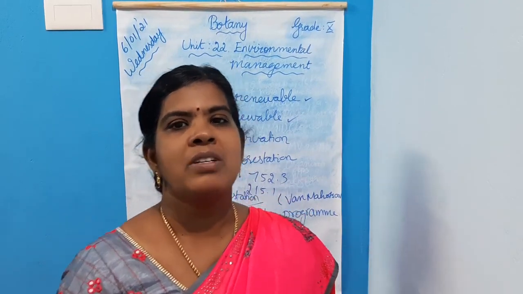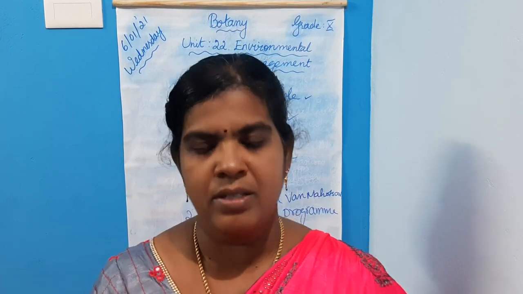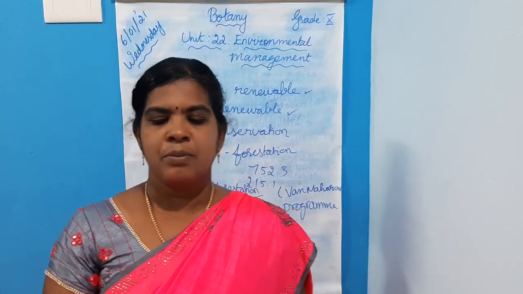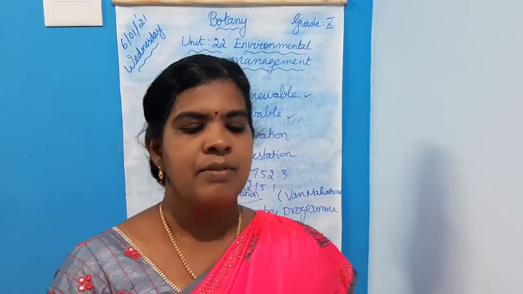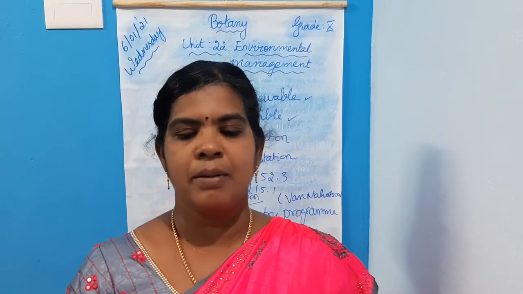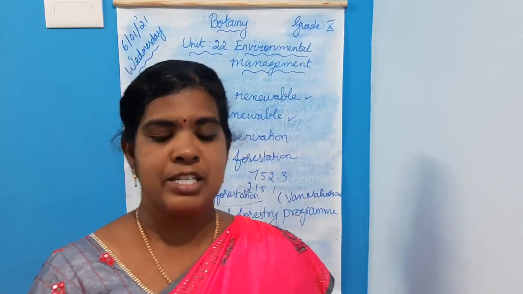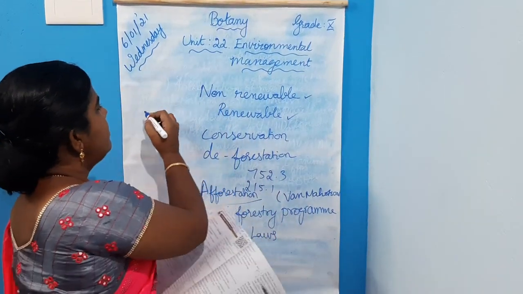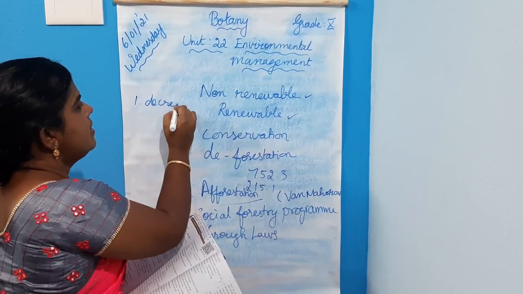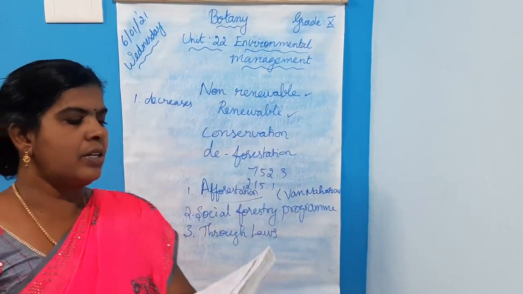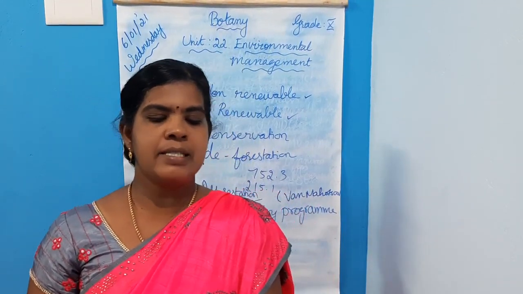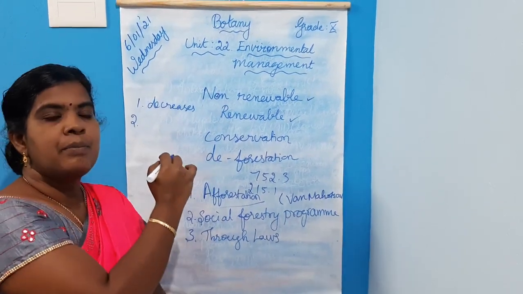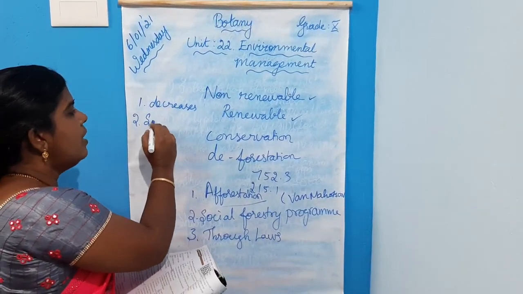Children, now you all turn to page 326. Mark the question and answer for the fill in the blanks. Roman number 1, fill in the blanks. First one: deforestation leads to decrease in rainfall. Second one: removal of soil particles from the land is called soil erosion.